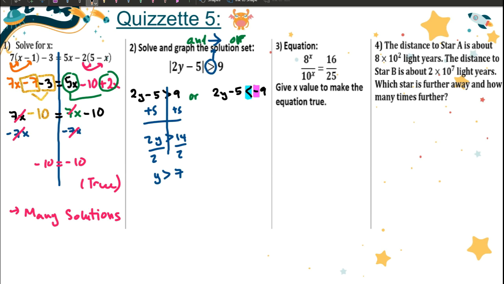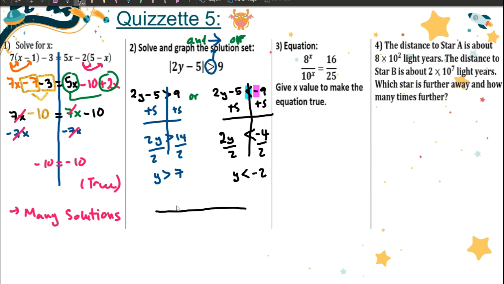Now on the other side, we're going to do the same step. Add 5 to both sides. But because the 9 is negative, opposite sign, subtract. Negative 9 plus 5 will give you negative 4. We bring down the 2y. Continue solving for y. We divide by 2 on both sides. y less than negative 2.